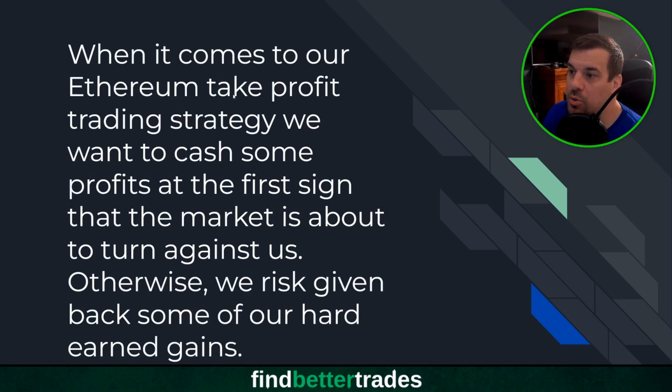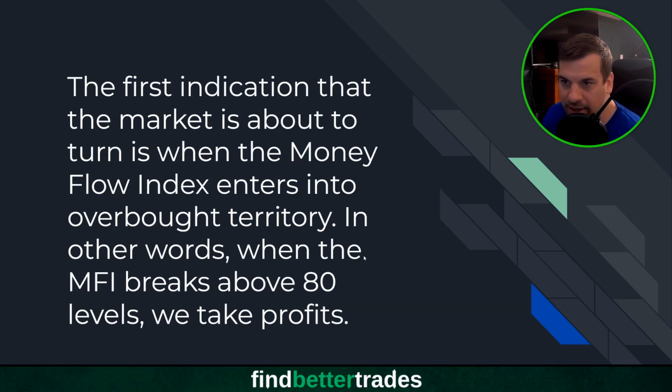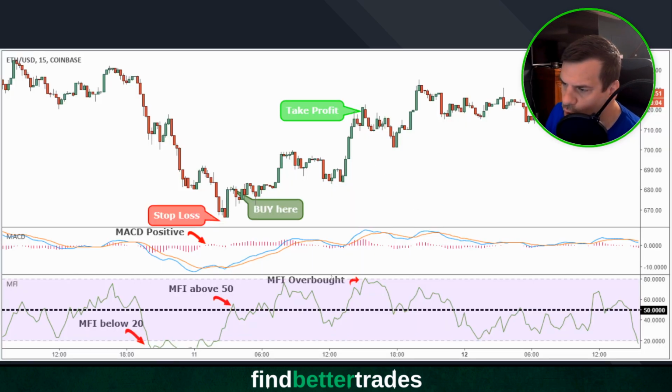So when it comes to this profit taking strategy, we want to cash some profits at the first sign that the market is about to turn against us. Otherwise, we'll risk giving all of those gains back. So the first indication that the market's about to turn is when the money flow index enters into overbought territory. That's essentially over 80. So you see that right here. You see that right there, guys? That is overbought territory.